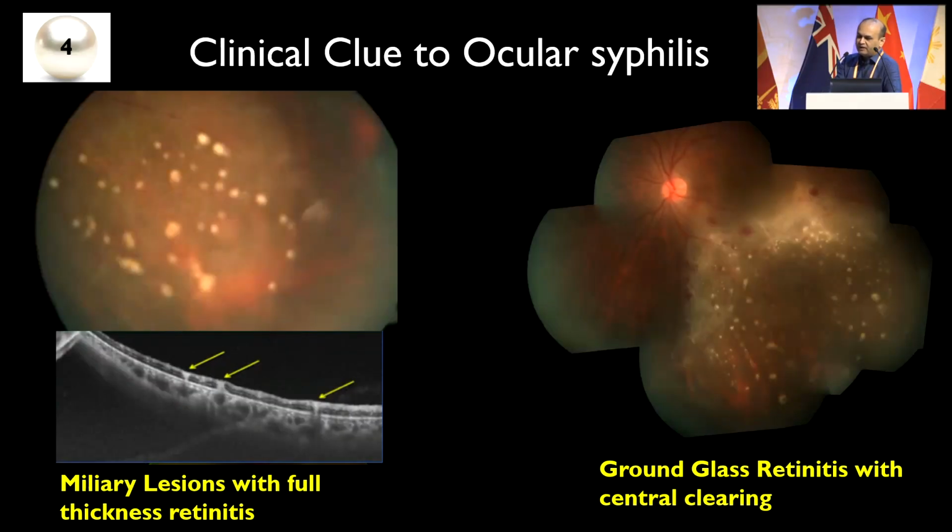The other patterns to diagnose syphilis are if you see multiple miliary lesions. We are not talking of vitreous opacities here. We are talking of multiple retinal miliary lesions. You see them, you do an OCT, and you see that it's a full thickness retinitis. So miliary lesions with full thickness retinitis, or a ground glass retinitis, where you see a diffuse hazy retinitis with a central clearing sometimes. When you see these patterns, these again are clues to an underlying ocular syphilis.